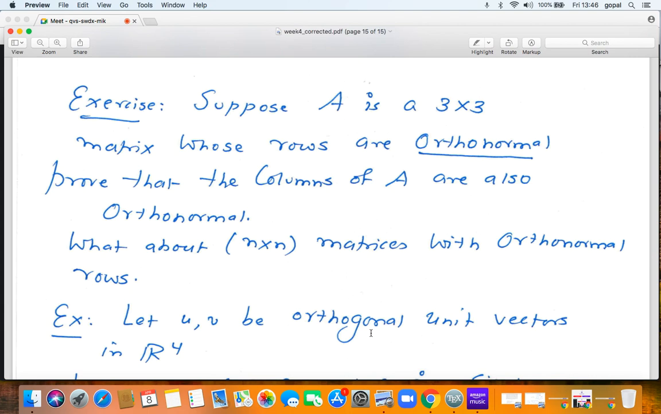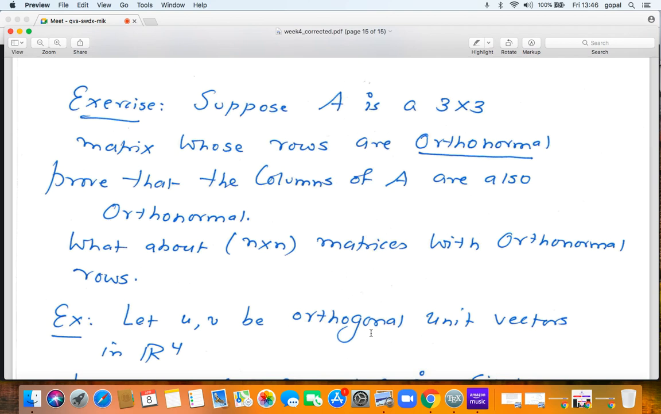What is the ijth entry of the product AA transpose? It is Ri Cj. But what is Cj? Cj is Rj transpose. So it is Ri Rj transpose. It is a dot product of Ri and Rj. But R1, R2, R3 are orthonormal. So the dot product of Ri and Rj will be 0 if i is not equal to j, and 1 if i is equal to j. In other words, AA transpose is the 3 by 3 identity matrix.